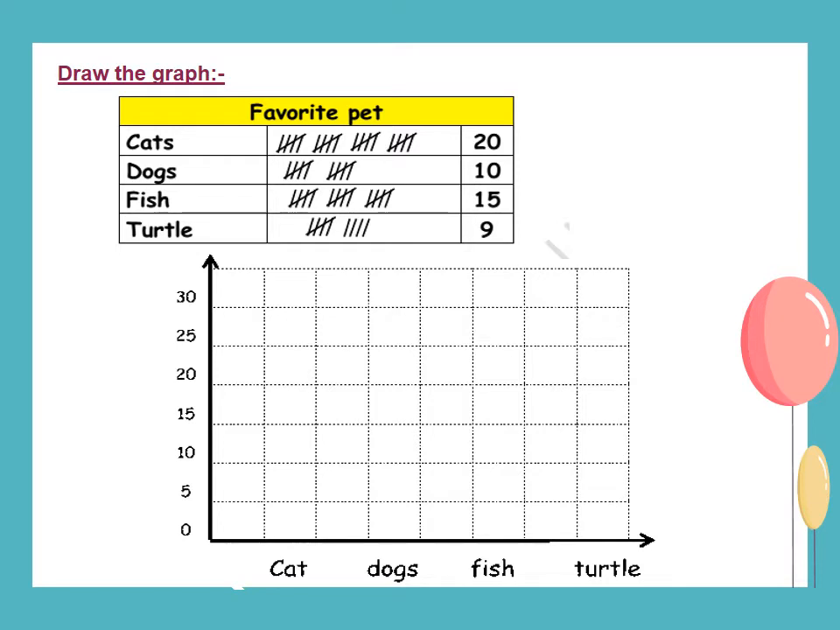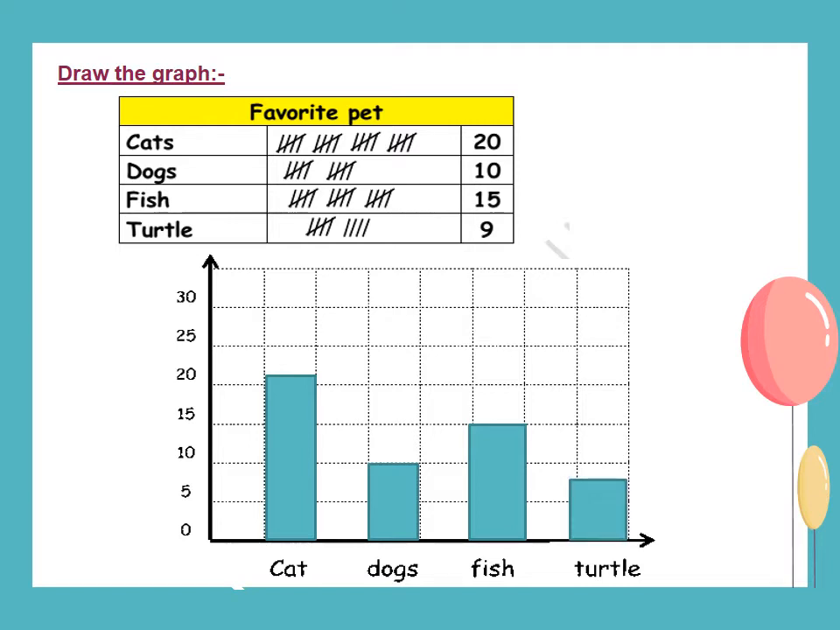Okay, let's draw this table on this graph. How can we do it? Let's go to the cat. How many people like cats? 20. So we're gonna draw a line up to 20. Then the dogs. We have 10 people, so we stop at 10. Then the fish, 15. And the turtle is 9.